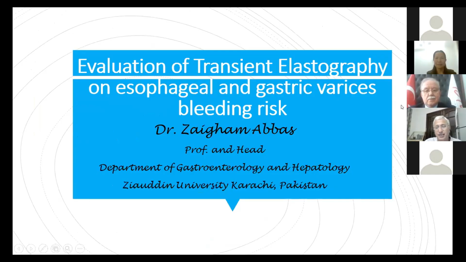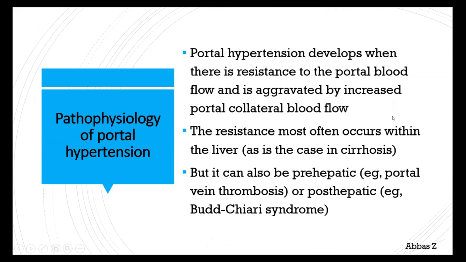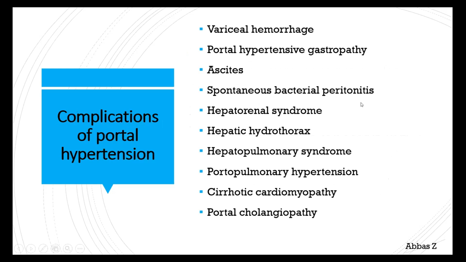So the topic that I will be discussing is the evaluation of transient elastography in predicting esophageal and gastric varices presence and its bleeding. Portal hypertension develops when there is resistance to the portal flow, and the resistance may be in the liver, which occurs in cirrhosis of the liver, or the resistance may be prehepatic like portal vein thrombosis, or post-hepatic like Budd-Chiari syndrome.